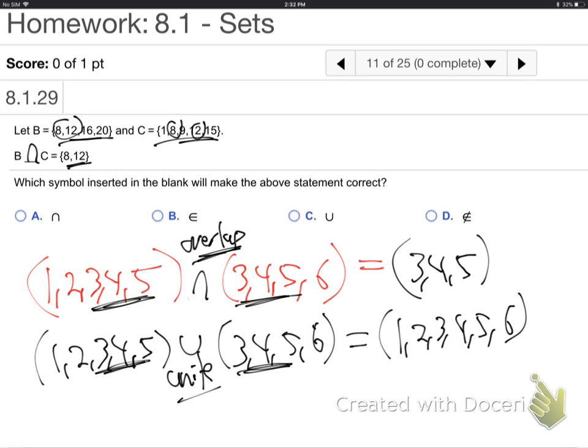Oh, you might think it's element. The reason it's not element is that element just means one thing, not two. So that's why it's not element. It's this one, unite. I'm just trying to go quick here. All right, one more time. I don't want to leave it on record the wrong way. There, it's A, overlap, right?